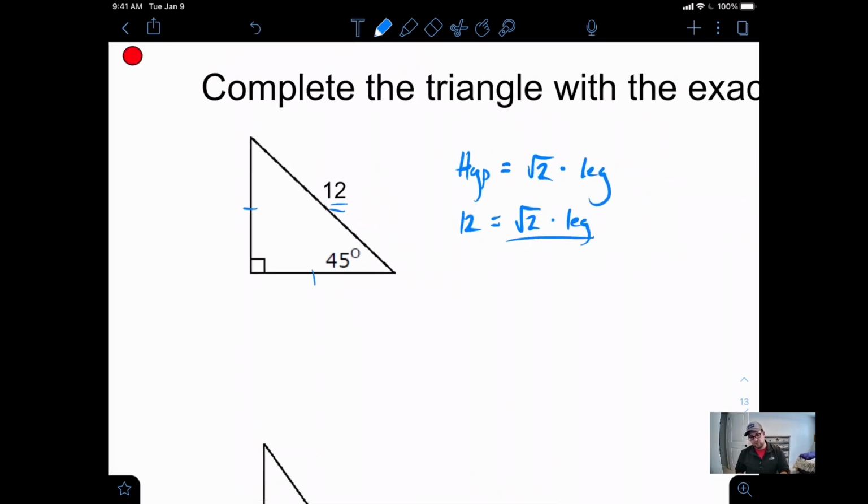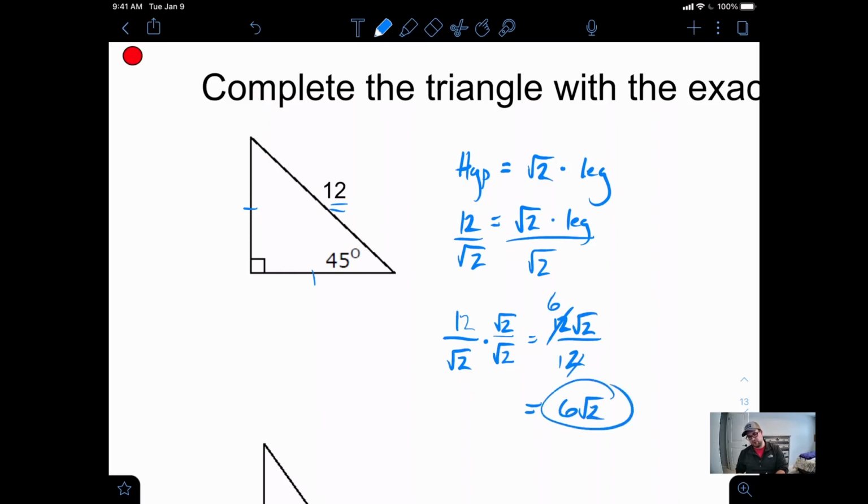So to do so, we need to divide by the square root of 2 on both of these. 12 divided by the square root of 2. We need to rationalize it since we have a square root on the bottom. So this will be 12 square roots of 2 over 2, which will reduce to be 6 over 1. So our final answer here will be 6 square roots of 2 is what our leg length is. So this goes here and here. And of course, this is still 45 degrees.